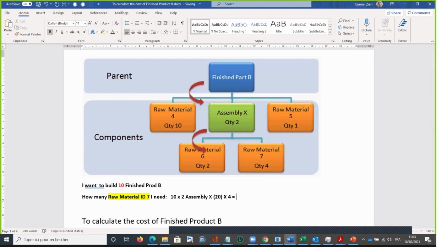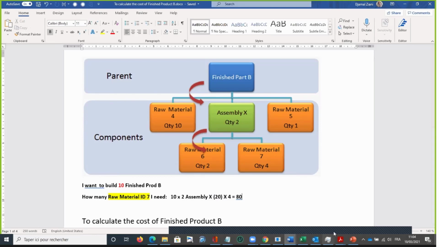So how much is it now? 80. Because one assembly X needs 4 of this. So we need 10 of assembly X? Not 10. 10 multiplied by 2, because 1 of this needs 2 of assembly X. So you put here 10 and multiply it by the quantity here, you find the assembly, and then you multiply it by the quantity of the raw material. Is it clear? Yes, it is. For everyone.